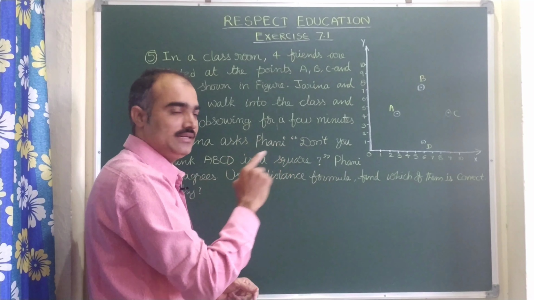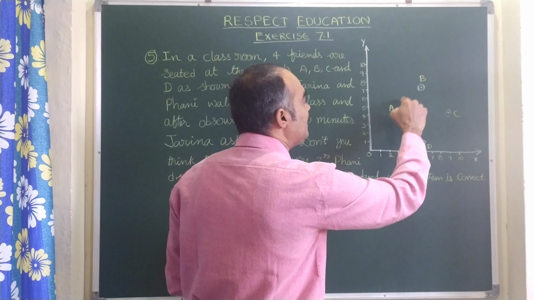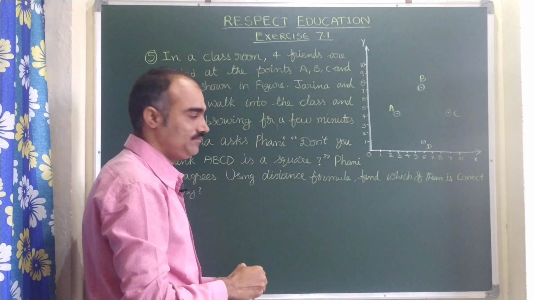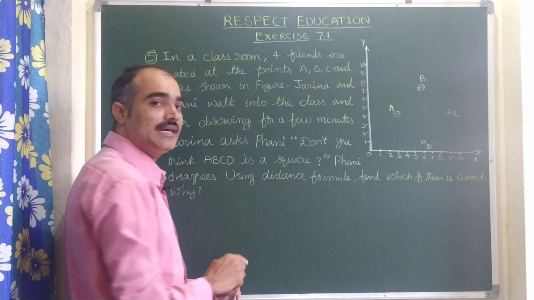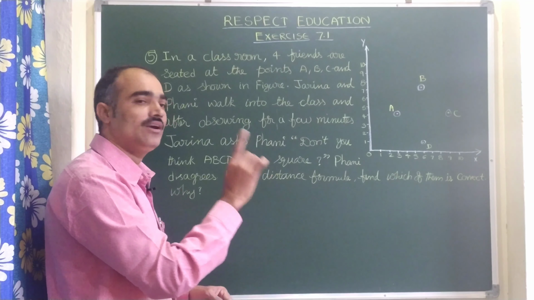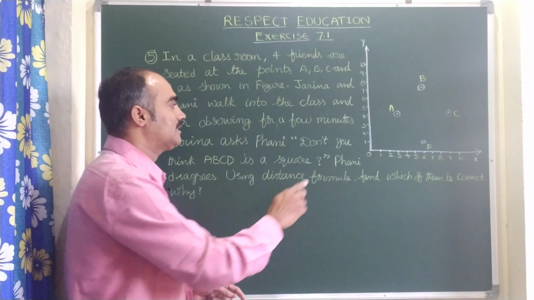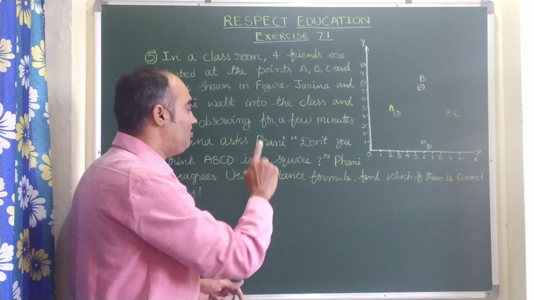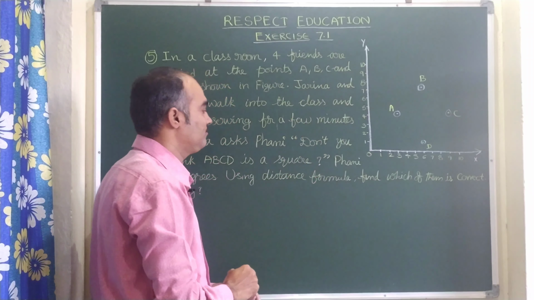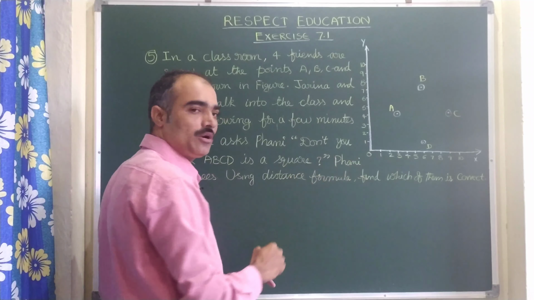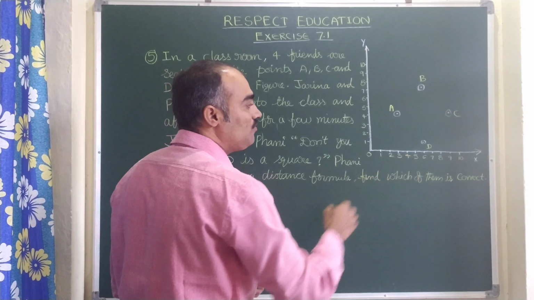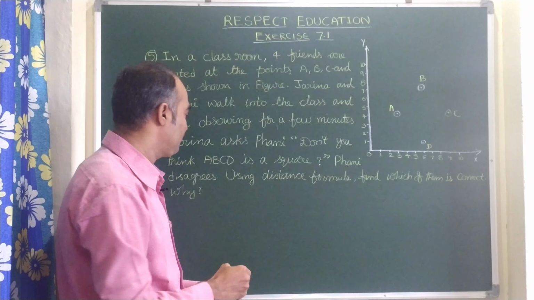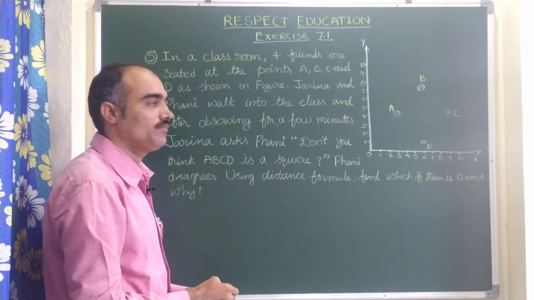Jarina asked Funny whether he thinks ABCD is a square or not. Funny disagrees, which means Funny did not accept. Here there are 2 cases. Jarina says that ABCD is a square, whereas Funny is saying that it is not a square. Using the distance formula, find which of them is correct, whether Jarina's statement or Funny's statement is correct. We need to give the reason also.